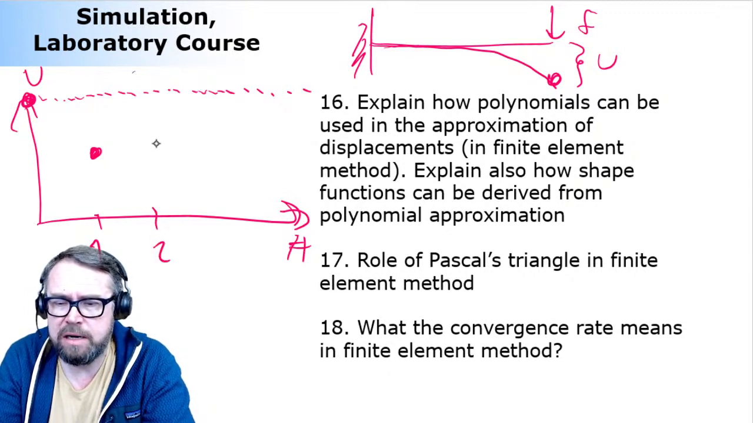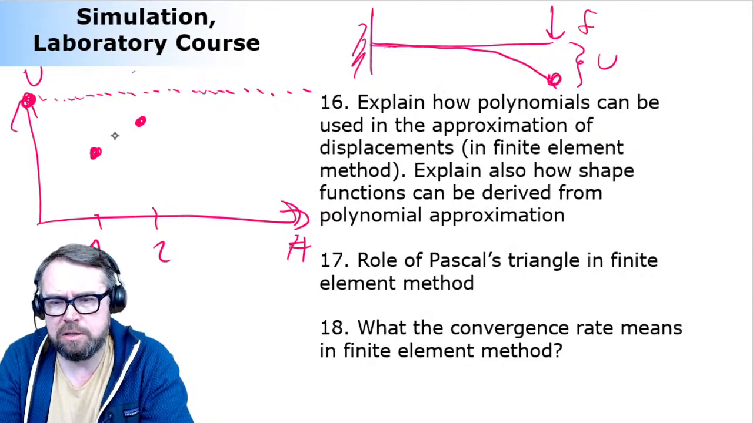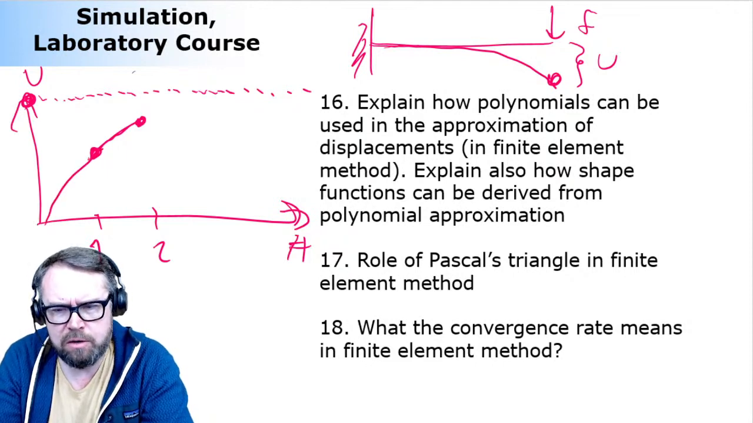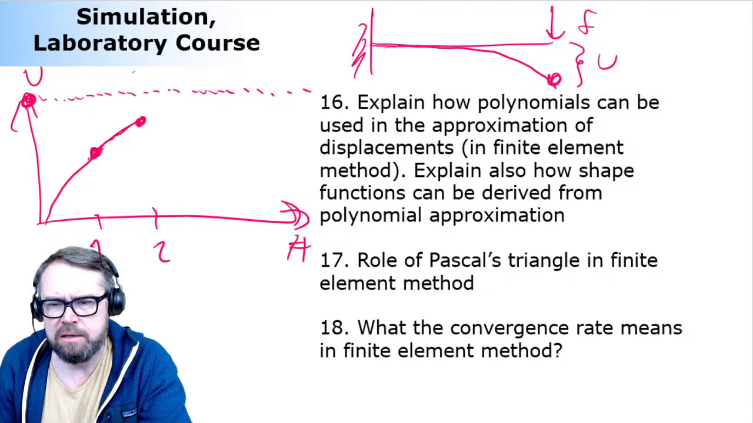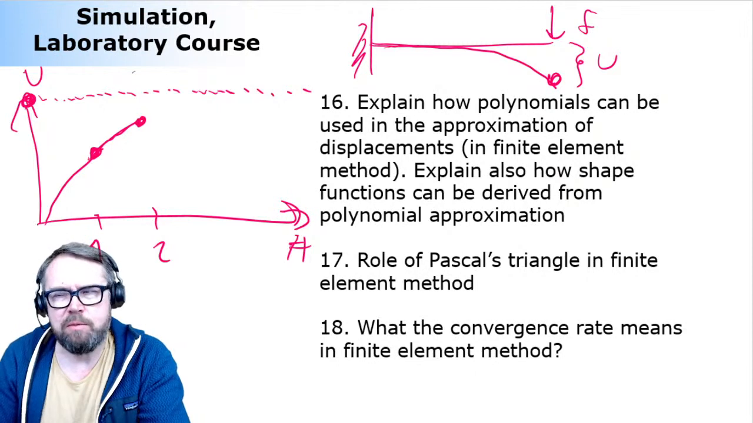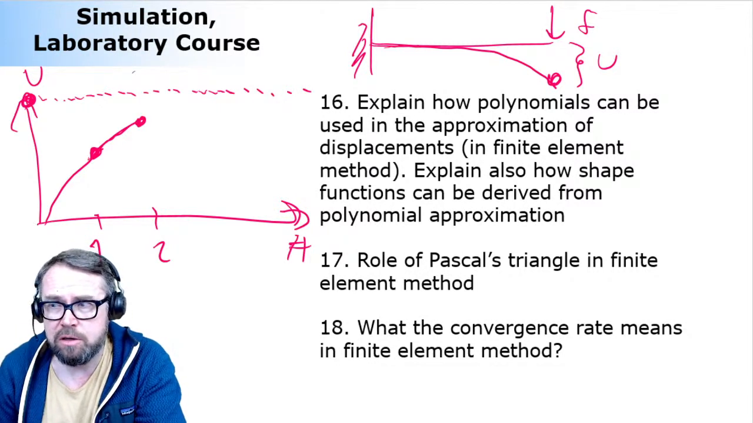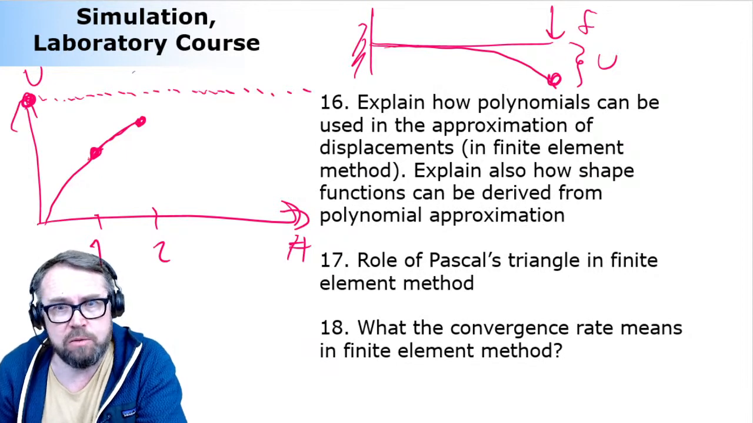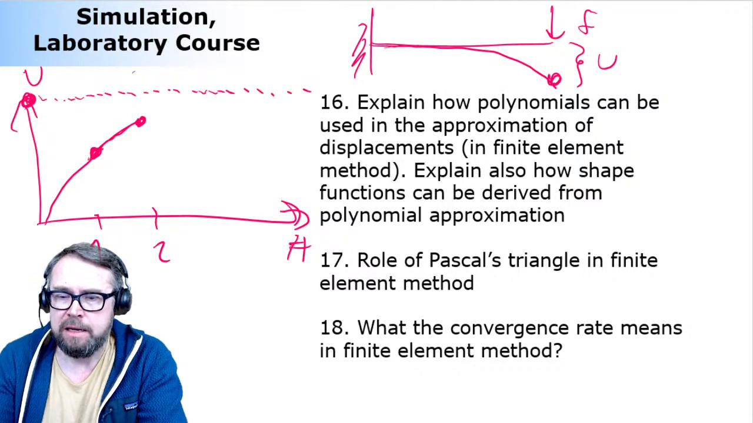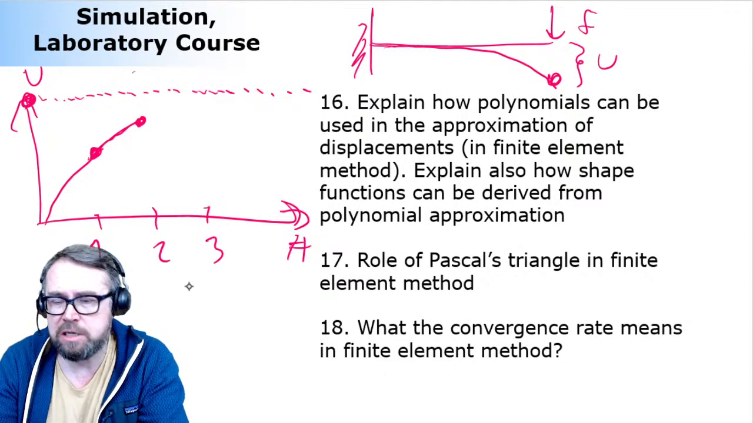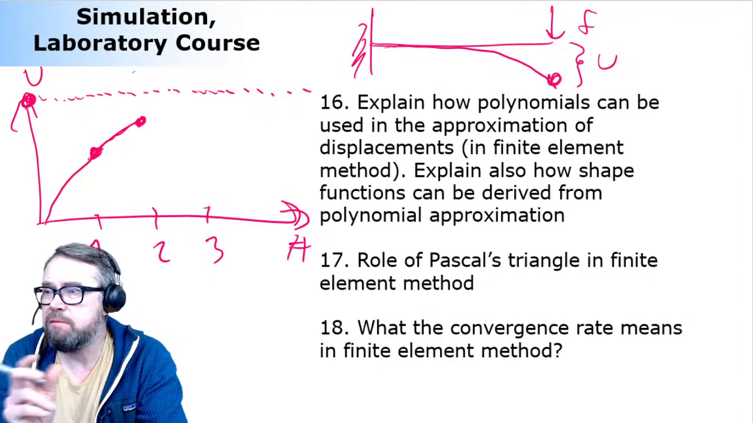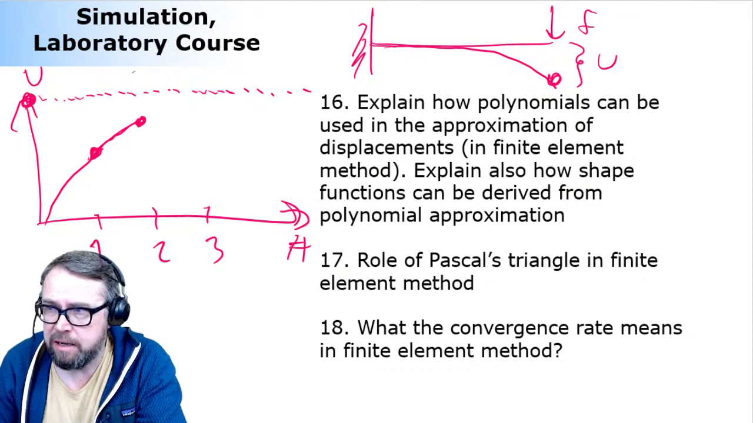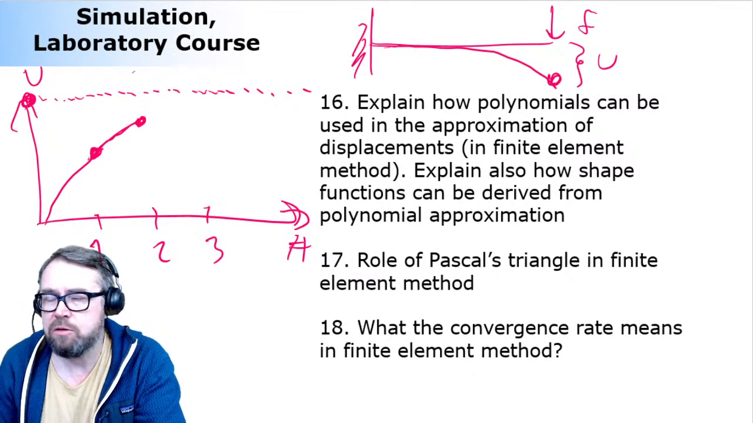When you increase the number of elements to two, you're getting a better solution. You see that you're approaching the correct solution. How fast you're approaching the correct solution is called the convergence rate. If you're going very rapidly towards the correct solution, that's a very good element where the convergence rate is high. The problem is that in a general case, you do not know the correct solution. So the only way to see whether your solution is converged is to compare two successive solutions based on different numbers of elements.